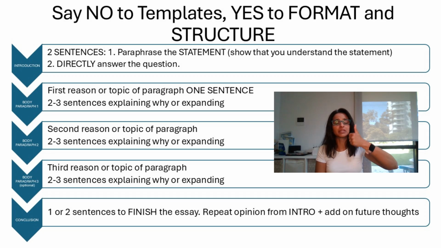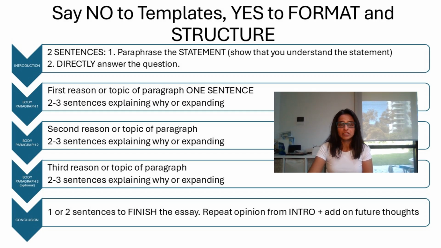Okay? So it starts off with one sentence, which is the first reason or topic of the paragraph, and then two to three sentences explaining why or expanding. This includes examples now because, again, I believe that they are still using AI, and the AI has been coded to search for examples as well. Okay? And finally, you close your essay with one to two sentences. You repeat your opinion from the introduction if there was an opinion, and then you add on a future thought or just a general thought. Okay?